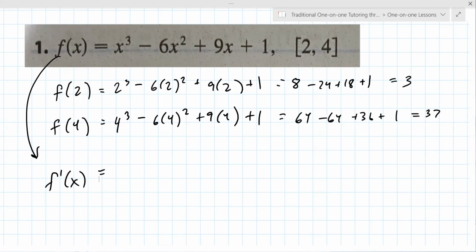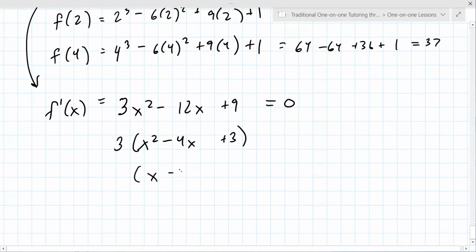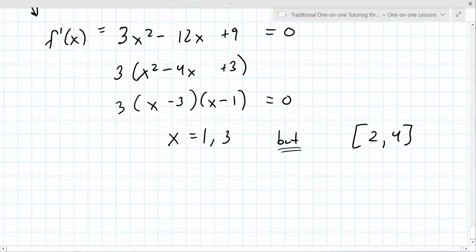So anyway, the derivative here is 3x squared minus 12x plus 9. You want to set that equal to 0. So you have 3 times x squared minus 4x plus 3. Factor that, you get x minus 3, x minus 1. You get 2 critical points, 1 and 3, but they have to be inside this window. So 3 is the only right answer.